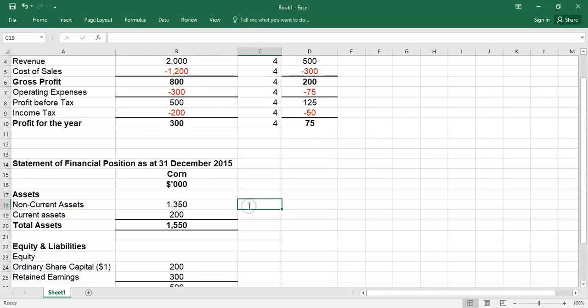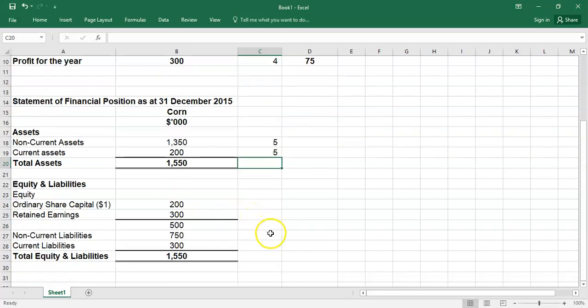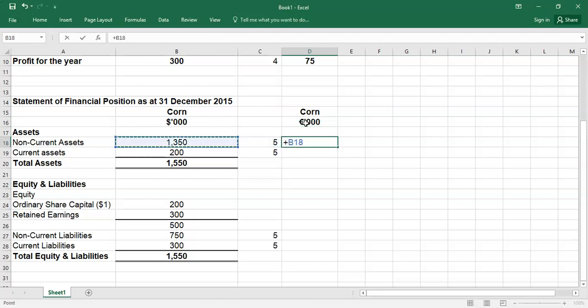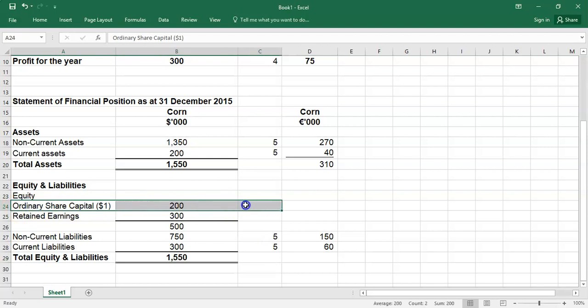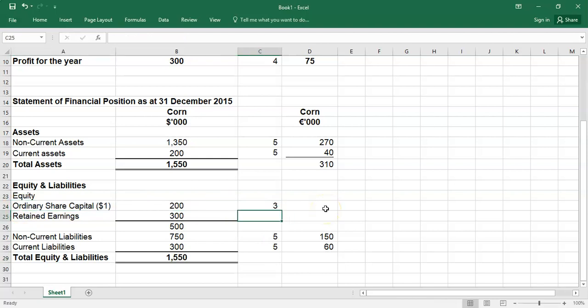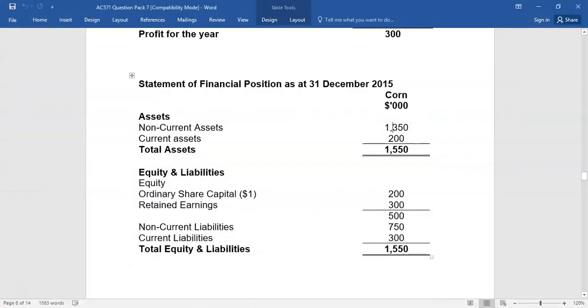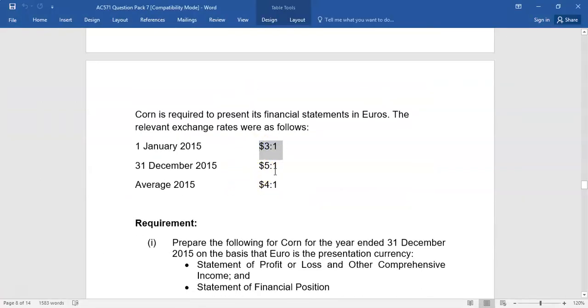Assets and liabilities are going to be translated at the closing rate, 5, 5, 5, and 5. So in terms of Corn for euro here, that is going to be 270. That is 40, which gets you to 310. And your liabilities, 750 divided by 5 and 300 divided by 5. So there are a lot of rules here, but it's important that you understand what's going on. You then do your pre-acquisition retained earnings. They are going to be at the historic rate, which was the date in this case of incorporation, and that we're told was the 1st of January, which is 3:1.